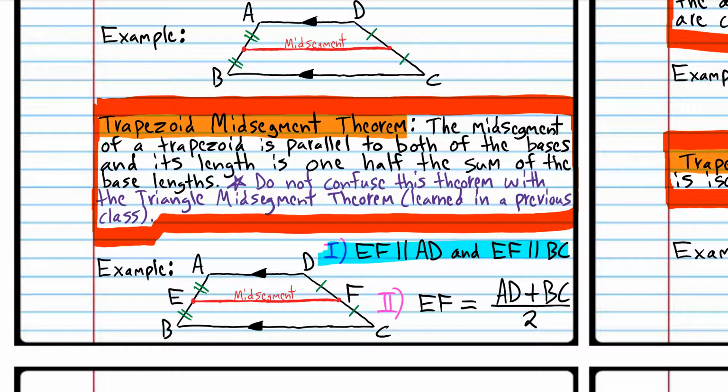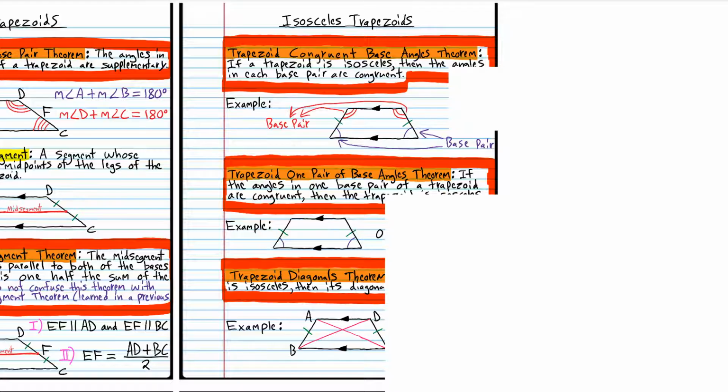That's right here. And part 2 says that the length of the midsegment is the sum of the two bases divided by 2. You can also say it's the average of the lengths of the bases. So that's what this tells us. So again, to find this length, you add this side plus this side and divide by 2, and that gives you this length.